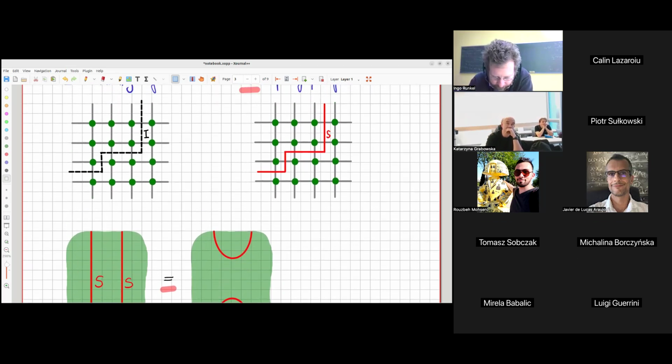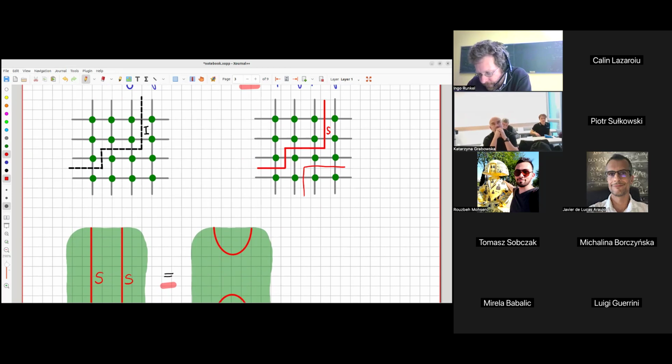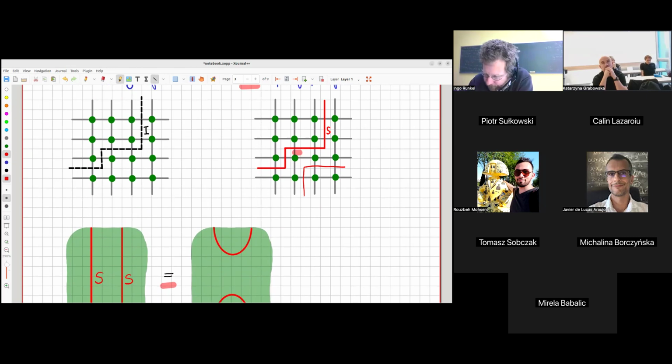And maybe I can quickly draw this up here. So if I had another S up here, then again I could just change the signs of these two spins at these two sides here, and reconnect my picture in the following manner.